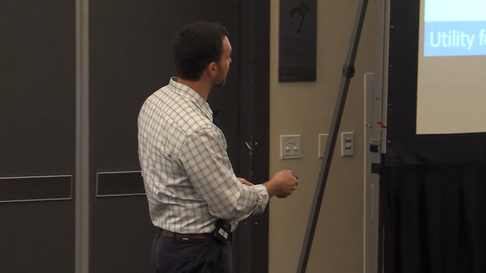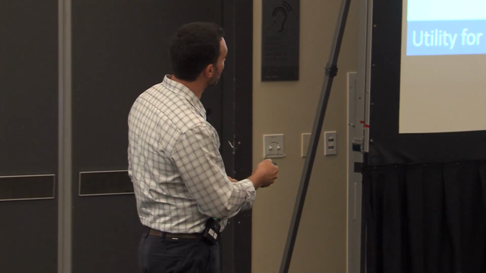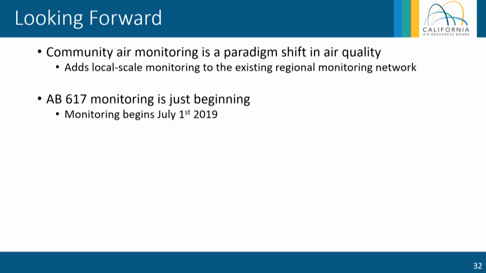But if you have more tools and technology, you can combine these and really help understand what's going on using new technology like satellites or low-cost sensors. And so moving forward, community air monitoring really is a paradigm shift in air quality. Focusing at that local level is challenging and difficult and presents all new problems. And it's going to be fun figuring them all out if we approach it that way.